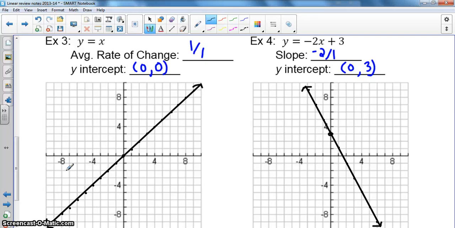And then example 4, we had a slope of -2/1 with a y-intercept of 0, 3, and you can see that graph right there.